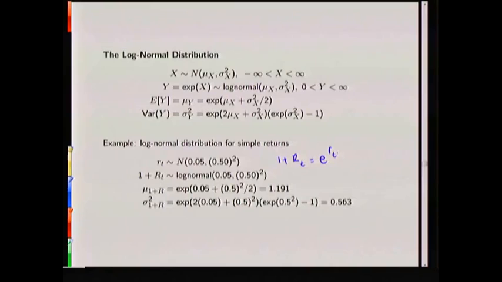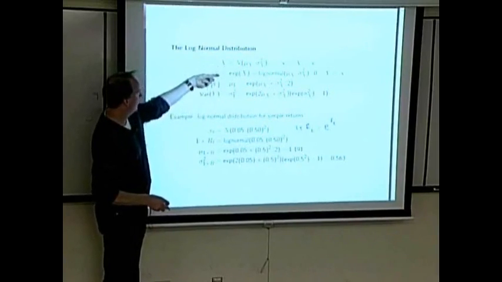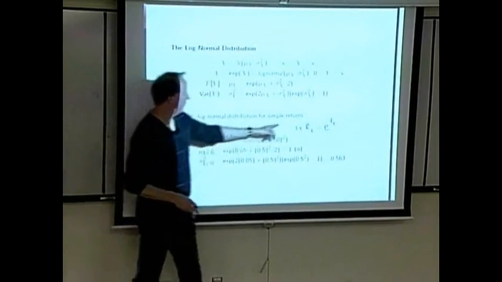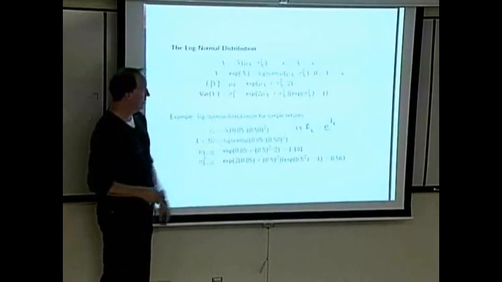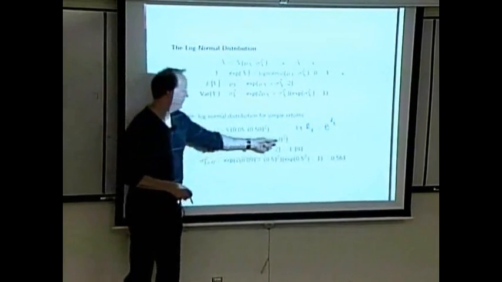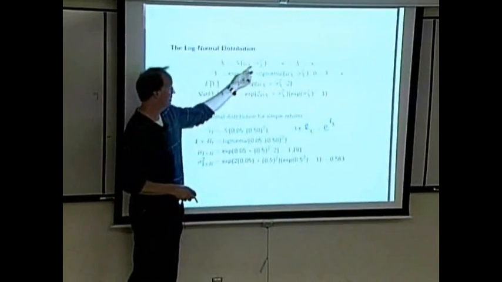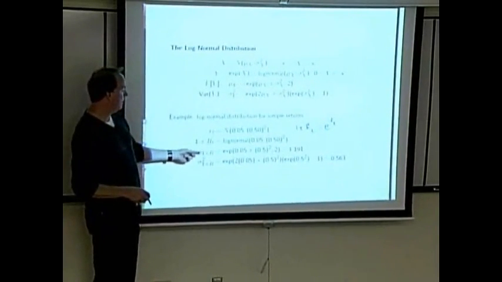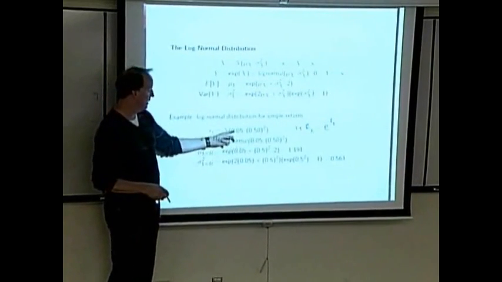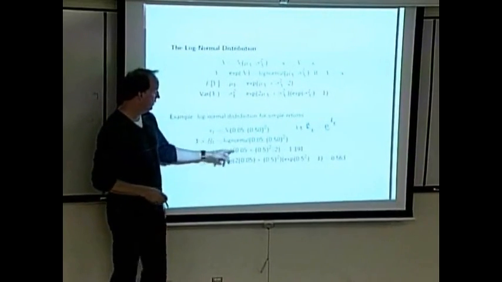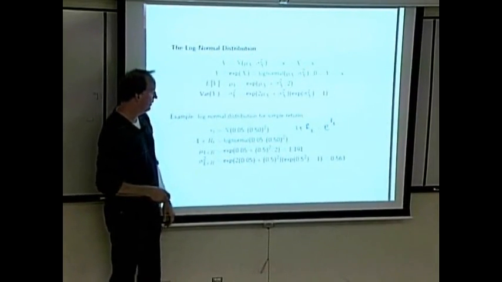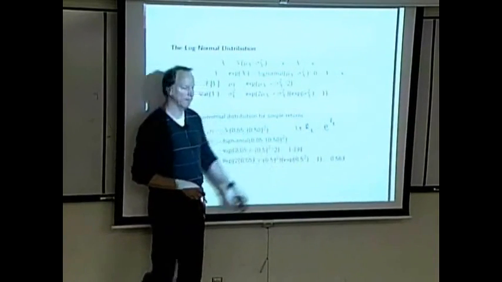So we can think that in this relationship here, x is r and y is 1 plus r. So 1 plus the simple rate of return, which is e to the continuously compounded return, will follow a log normal distribution. And the parameters of this log normal distribution are the same as these things up here. But the mean of 1 plus the simple rate of return is the exponential of the mean of the continuously compounded return plus 1/2 the variance of the continuously compounded return. This turns out to be 1.191.